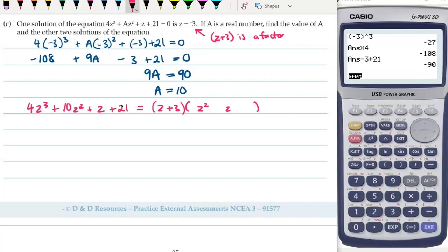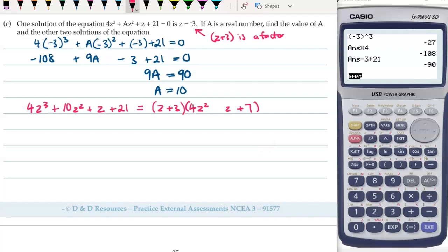Now to make 4z cubed, we need to do this z here times by this z squared here, so we'd need a 4 in front of it to make that true. Now the next bit is to look at the constant term. So this constant term here will be 3 times by whatever is in the constant term there. So to make that be true, then that needs to be a 7. So this will be a plus 7.